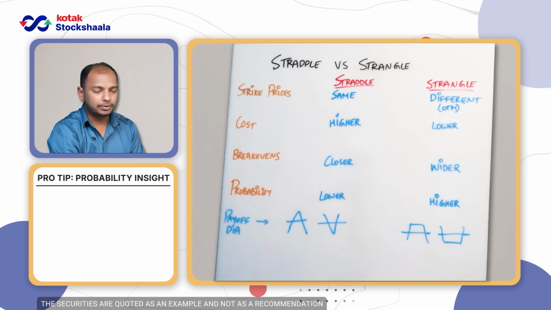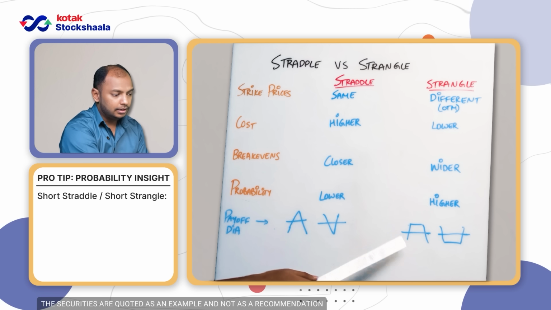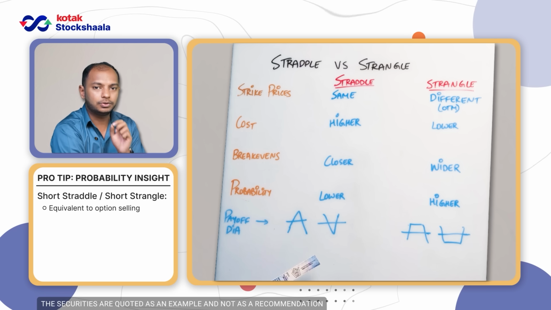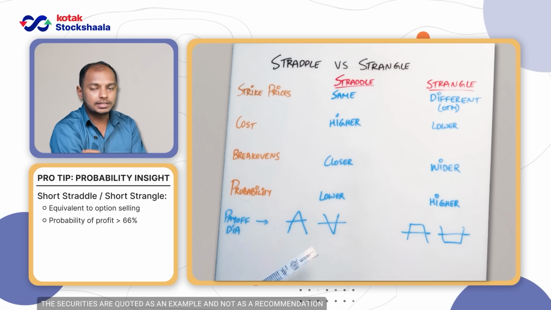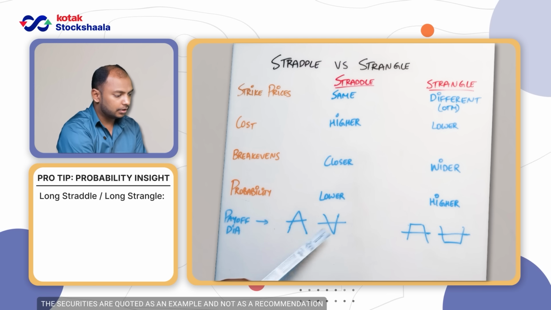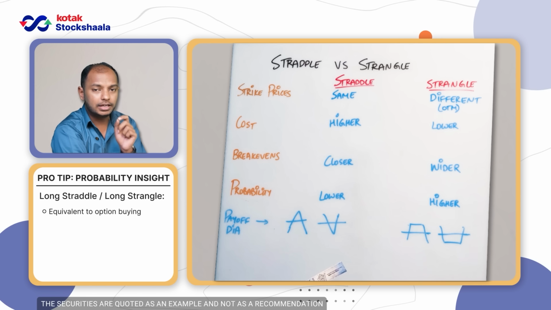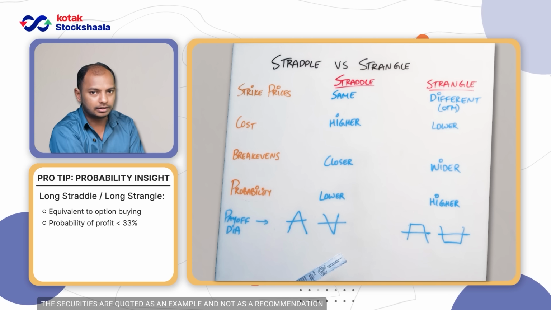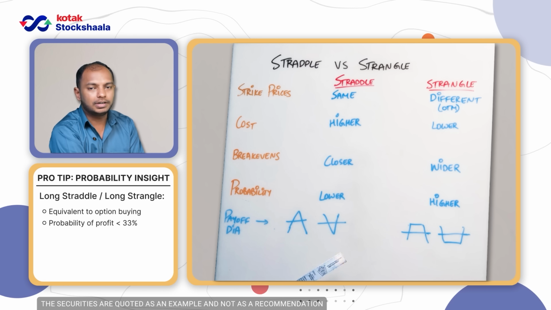Here is a pro tip. When you go for a short straddle or a short strangle, it is equivalent to a net credit spread, which means it is equivalent to option selling and your probability of profit is going to be more than 66%. But when you go for a long straddle or a long strangle, it is equivalent to option buying and your probability of profit is less than 33%. So don't look for what is cheaper, but look for where the probability of profit is higher.